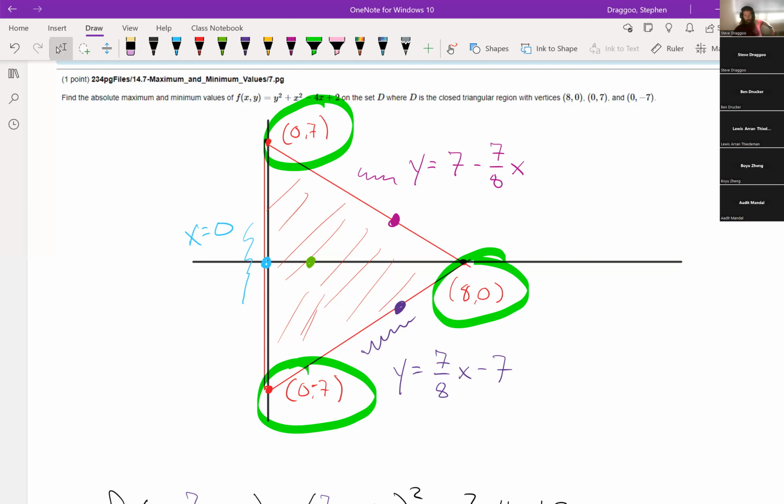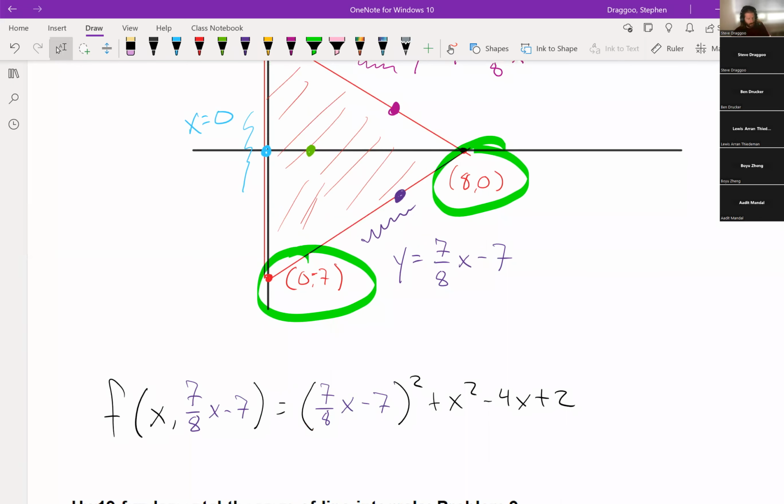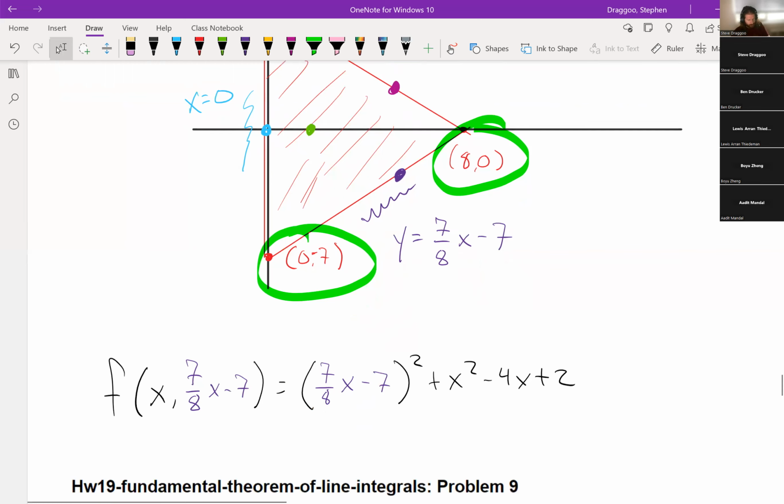Yeah, and so the way that I found the bottom line, so that purple equation, the one that I'm going to need on the boundary, it's f of x, and instead of y, I have 7/8 x minus 7. So I'm just substituting for y right here. Let me say that again. Along the bottom, that purple expression I'm going to be using, the equation of my function along the purple boundary on the bottom, I'm replacing y with 7/8 x minus 7. So I just substitute it into the equation f and go from there.